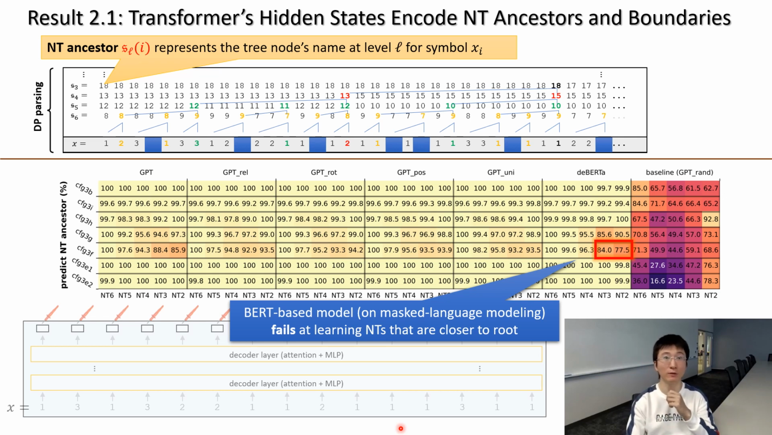If you think about it, this makes a lot of sense, because locally, if you want to determine what the missing symbol is, you don't need to parse the tree to a very high depth. You don't need to parse all the way to the root. You probably only need your surrounding tokens to determine the missing token. Therefore, a BERT-based model or a masked-language-modeling-based model is, by design, incapable of learning something that is very deep in the context-free grammar. But if you do a GPT, then the model will be capable of learning that. So this is another important message from today's talk that I will come back to later.